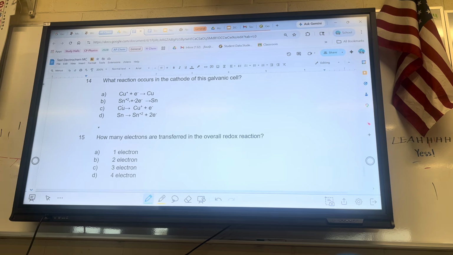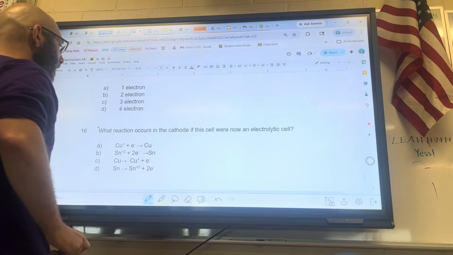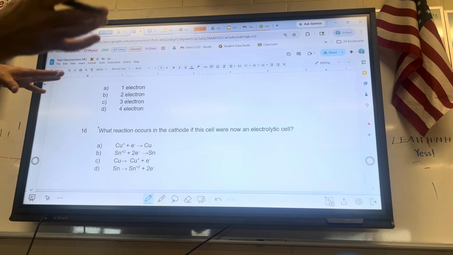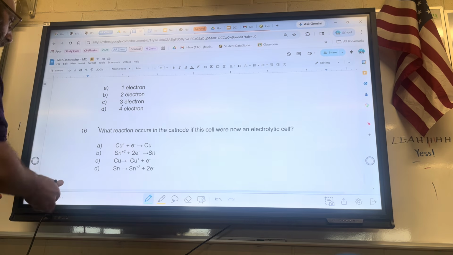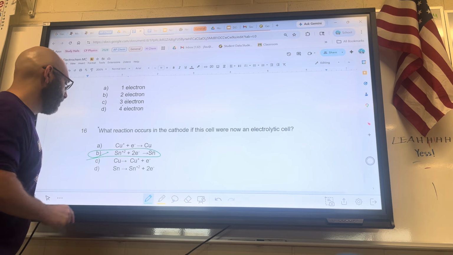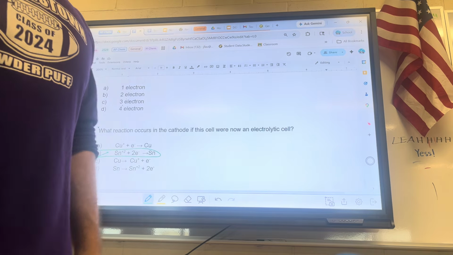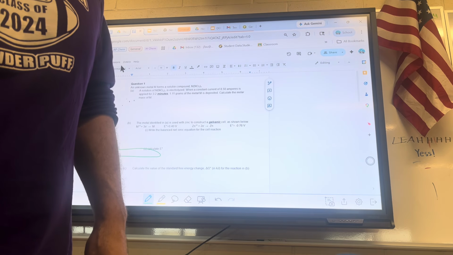All right, in the overall reaction, if we look, we have 1 electron in copper and 2 electrons on tin. So 1 times 2, least common multiple is 2. And if it's now an electrolytic cell, the cathode is still reduction, but instead of the copper being reduced, it's going to be the tin. All right.